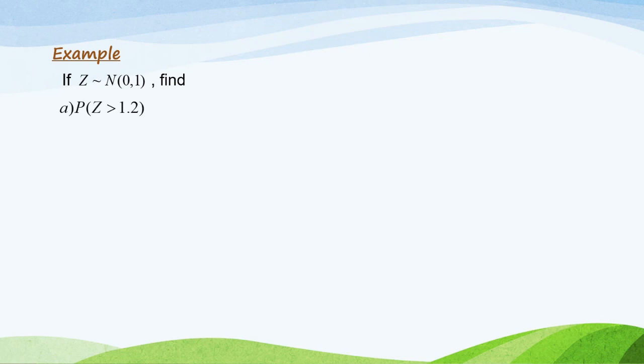So let's do this example. If Z is normally distributed with mean 0 and standard deviation 1, find (a) P(Z greater than 1.2), (b) P(Z less than 1.2), and (c) P(Z less than negative 1.85). We want to find the probability of the normal distribution, so we need to sketch the bell shape so that we can find the area under it, which equals the probability.